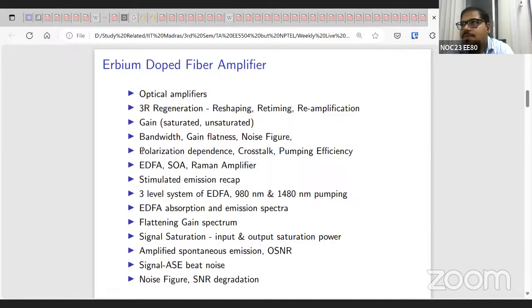And then we also said that we want our amplifier to have no polarization dependence, low crosstalk. So if you are amplifying two channels, there should not be the effect of one channel onto the other channel. And pumping efficiency is how efficiently it is converting pump electrons to excite the erbium ions.